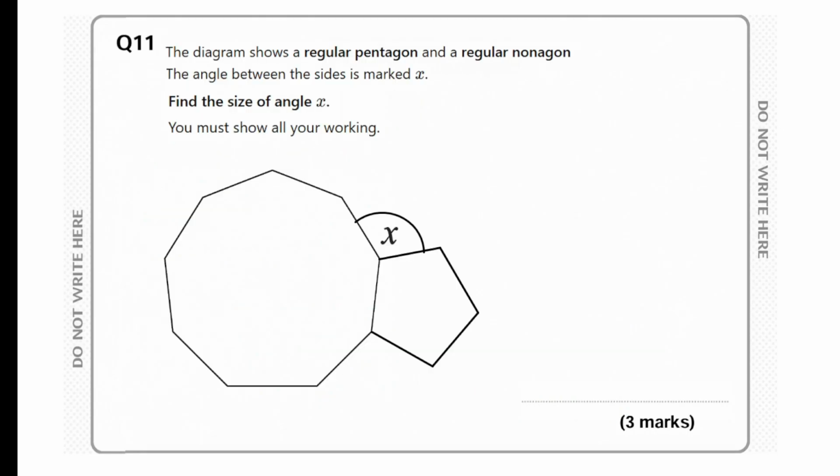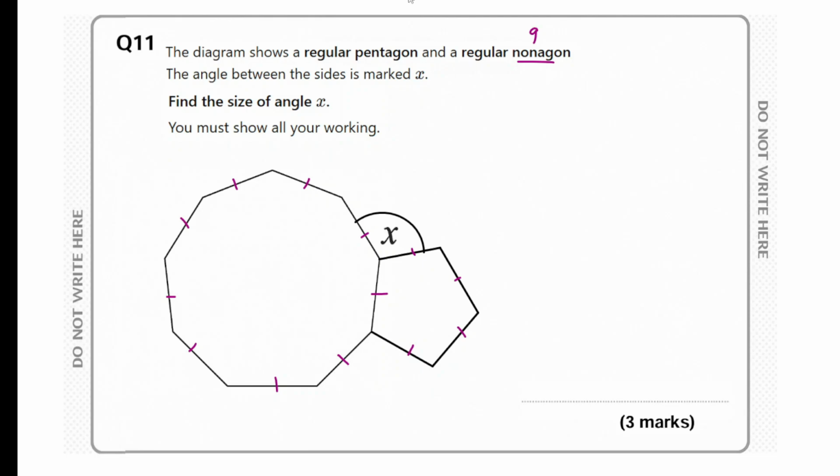Here's the next question. Pause the video and give it a try. The diagram shows a regular pentagon and a nonagon. So here's the regular pentagon, 1, 2, 3, 4, 5. They're all equal sides. And the other one is a regular nonagon, which means there are 9 sides: 1, 2, 3, 4, 5, 6, 7, 8, 9. Now the question is to work out the size of the angle x here.